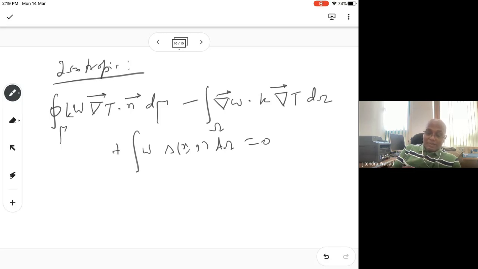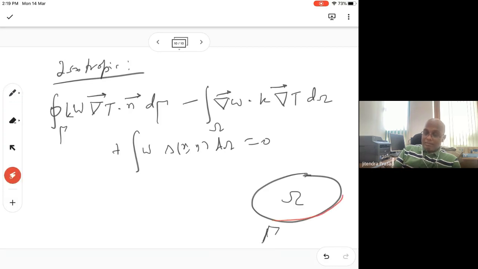This problem may be subject to some boundary conditions. So let us say this is the domain and gamma is the boundary. Now we have to calculate this on the boundary. You go through the positive direction, which is anti-clockwise, and integrate that, and then you calculate the other term over this whole domain.